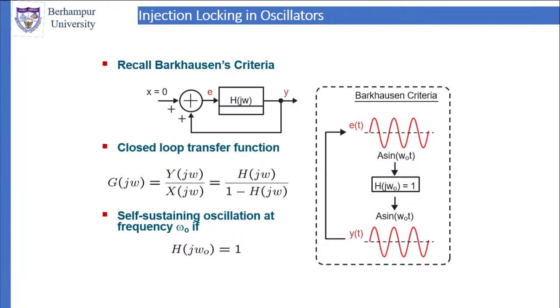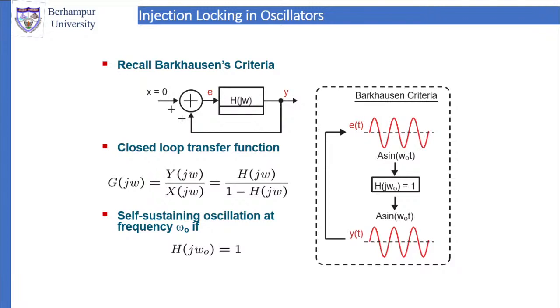Now, let us look at injection locking in the oscillator. Recall the Barkhausen criteria that we discussed earlier. What we have is a positive feedback. Instead of a negative feedback, we have a positive feedback. Because of the positive feedback, the oscillation is sustained.